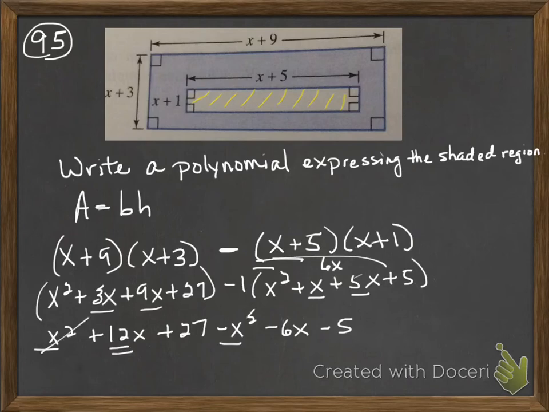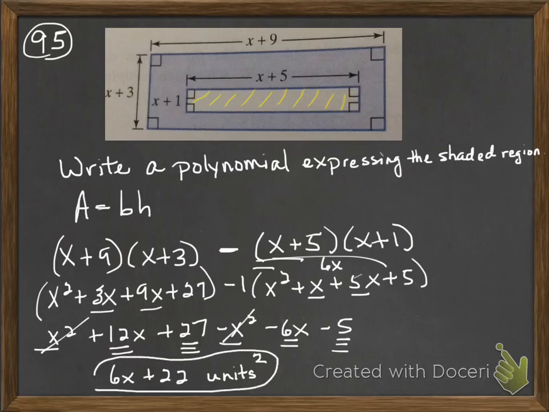X squareds are going to cancel. X terms are going to combine to be 6x. Constant terms are going to combine to be 22. So this is area, and area is in square units. So we would write units squared. Again, if we were measuring centimeters or inches, we would say inches squared. All right, hopefully this helps. We've got one more problem.